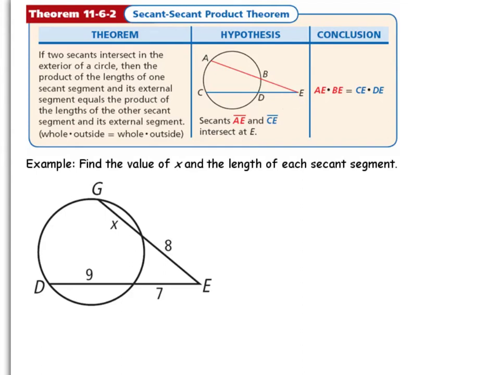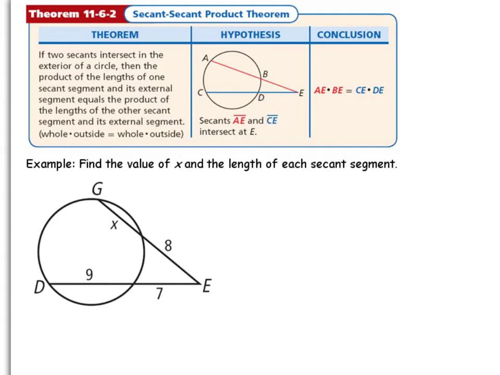my circle, then I know that if I take the length of the entire secant AE and I multiply it by the part of the secant that sits outside of the circle, that would equal the entire length for CE times the part that sits outside of the circle, DE. So AE, I usually say whole times the outside part, would equal the whole secant times the outside part here. That's the secant product theorem.